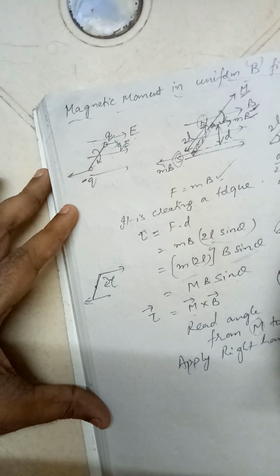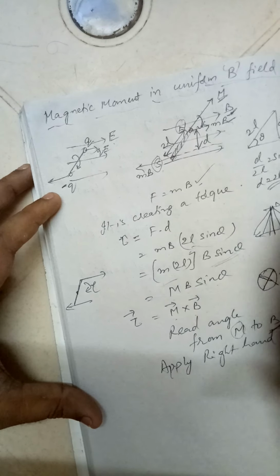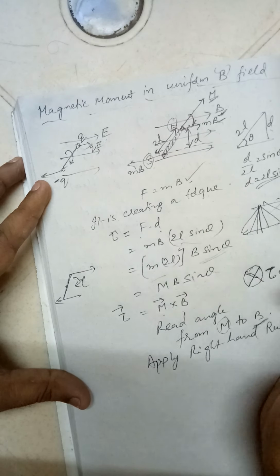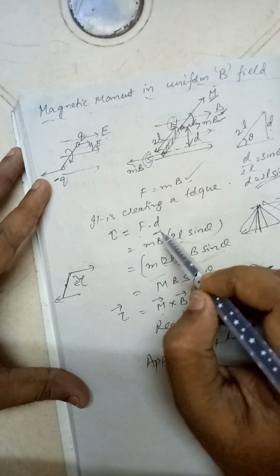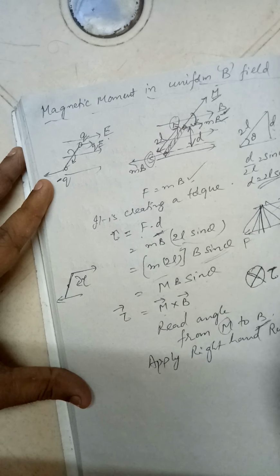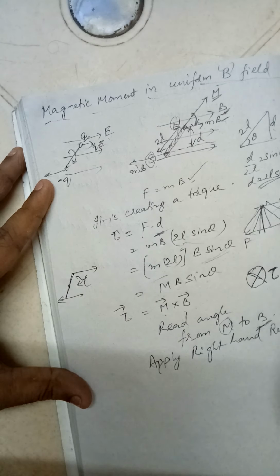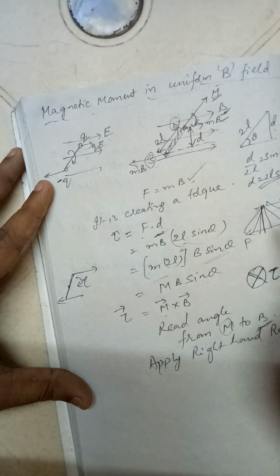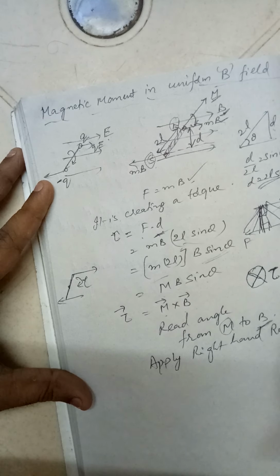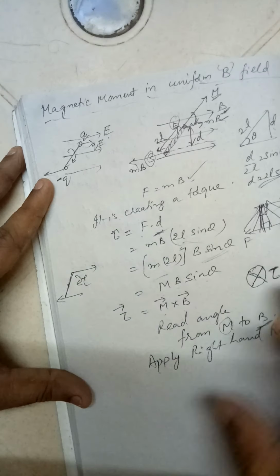So it will try to rotate. So we want to find the torque. What is torque? It is force multiplied by distance. Which distance? Minimum distance. Why? Because if two forces are there, equal and opposite, you can take any distance between them. Infinite possibilities are there, but it is defined in such a way that it has to be the minimum distance, and the minimum distance is always perpendicular. So it is F into D.